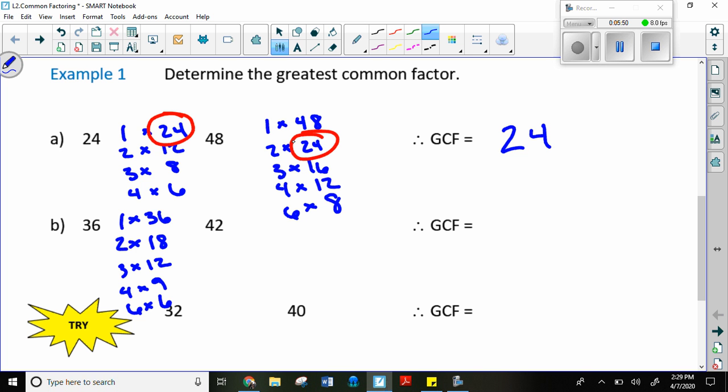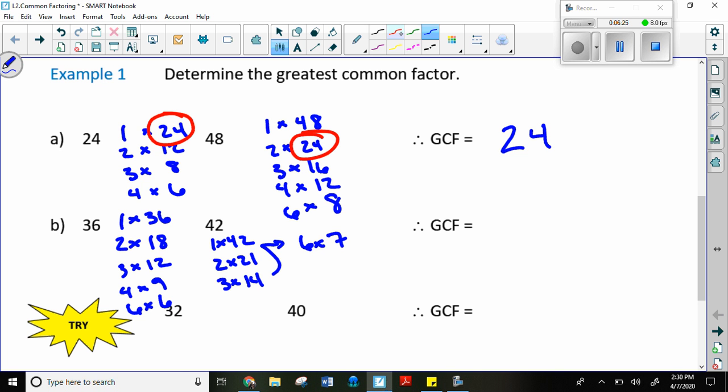All right, break down 42. I'm running out of room. 1 times 42. 2 times 21. 42 divided by 3, 14. 3 times 14. I'm going to go up here. 42 divided by 4. Don't think so. 42 is not going to go by 5. Try 6. 42 divided by 6. Ooh, 6 times 7. And then these are so close that it's not going to go any further. Our next number to pick is 7. Well, it's just going to go backwards.